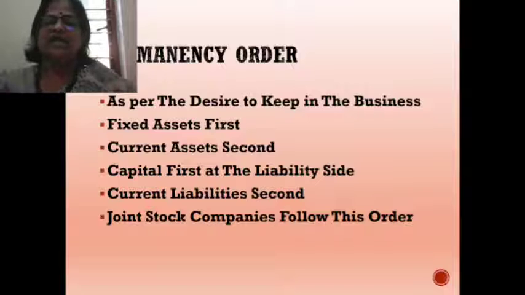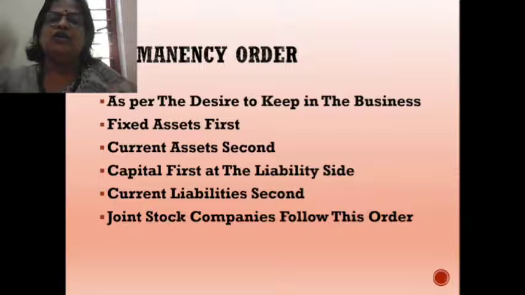Now, if you see the second type of marshalling of balance sheet, that is the permanency order. As the name indicates, it is how we want to keep the assets in the balance sheet. That means fixed assets we are buying in the business to keep forever. We have no intention to sell that. So when you are arranging items in the balance sheet as per the permanency order, fixed assets will come first, followed by current assets.